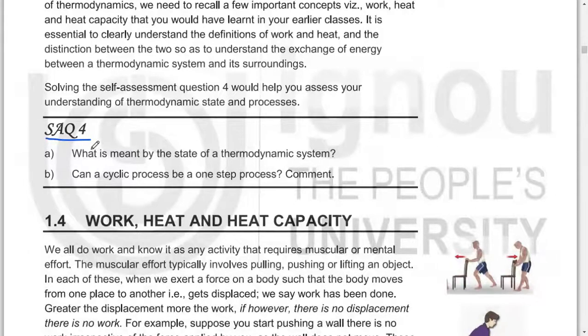SAQ 4. a. What is meant by the state of a thermodynamic system? Comment on this. b. Can a cyclic process be a one-step process? Comment on this.